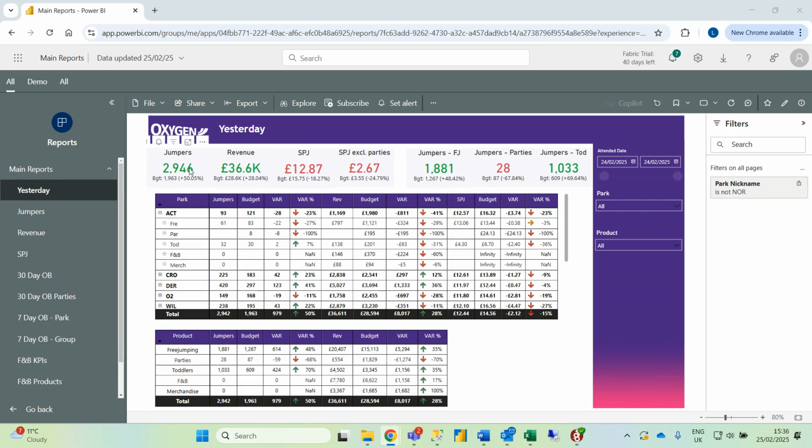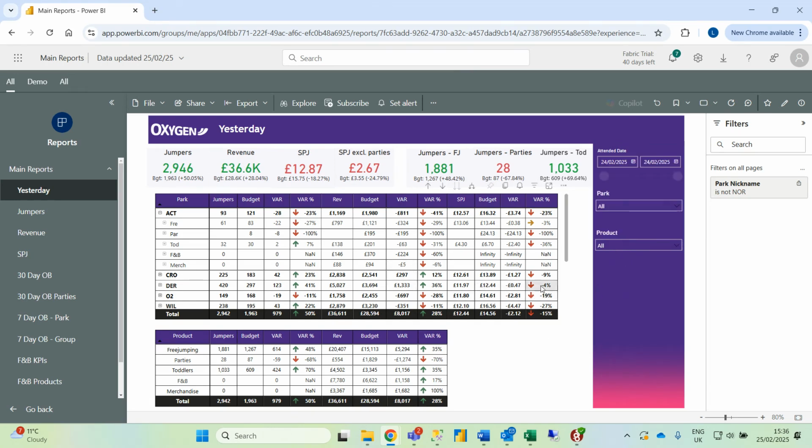So as I said earlier, we're always going to have the KPI tiles along the top. And in this case, it's going to be jumpers, revenue, spend per jumper, so average revenue generated per jumper, spend per jumper excluding parties, so F&B spend per jumper, and then we have the jumpers split between free jumping, parties and toddlers, and this is being compared to the budget underneath. On this specific page, you can't filter by attended date, but you can still filter by park and also product.